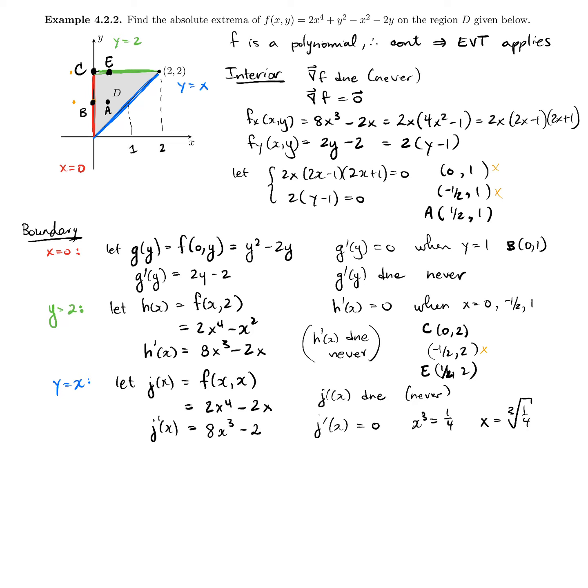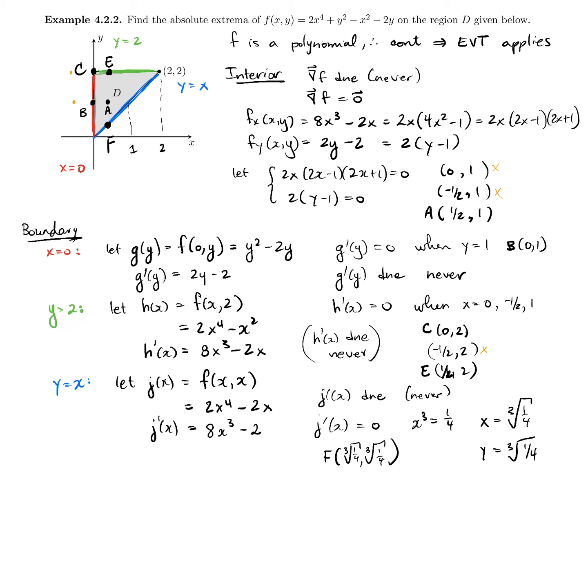Now it's on the line y is equal to x, and so the y coordinate of that point is also the cube root of 1/4. So let's call that point F, which is going to have coordinates cube root of 1/4 and cube root of 1/4. So that is somewhere there-ish, let's say. So F is on the boundary.